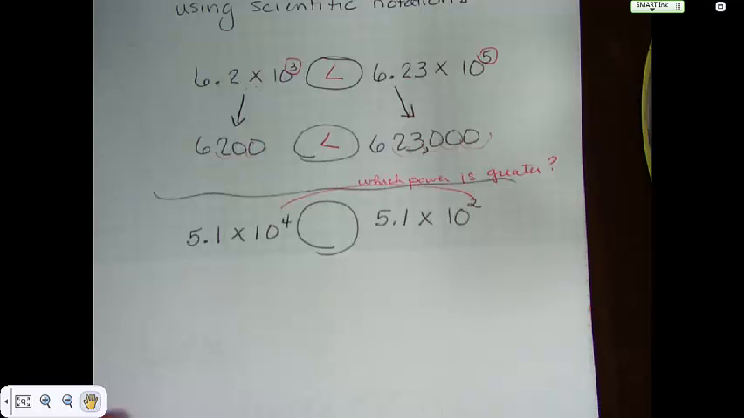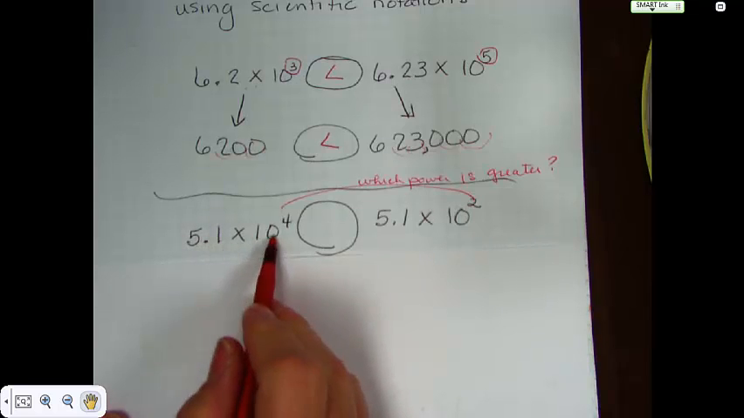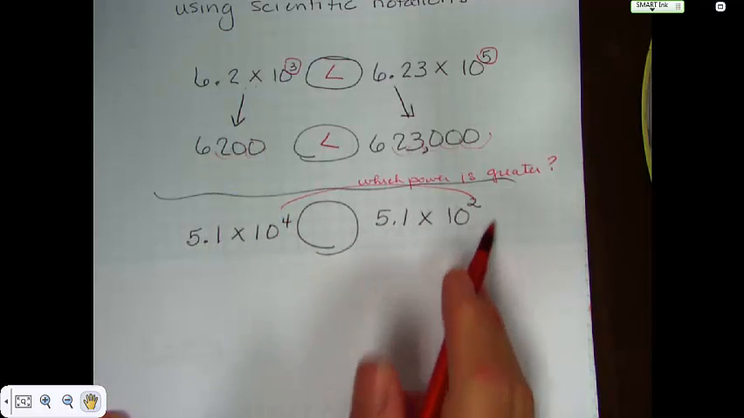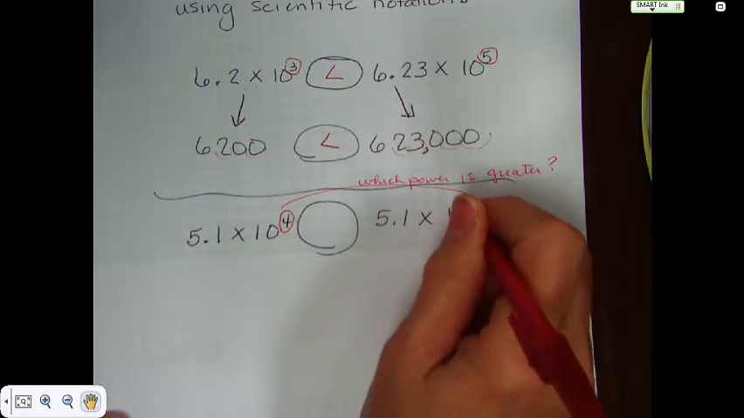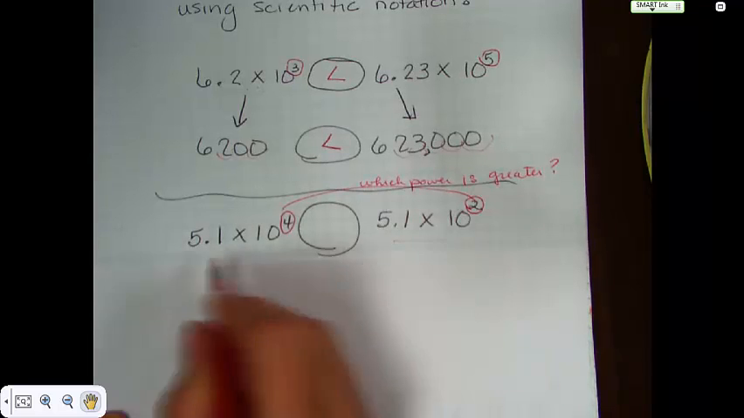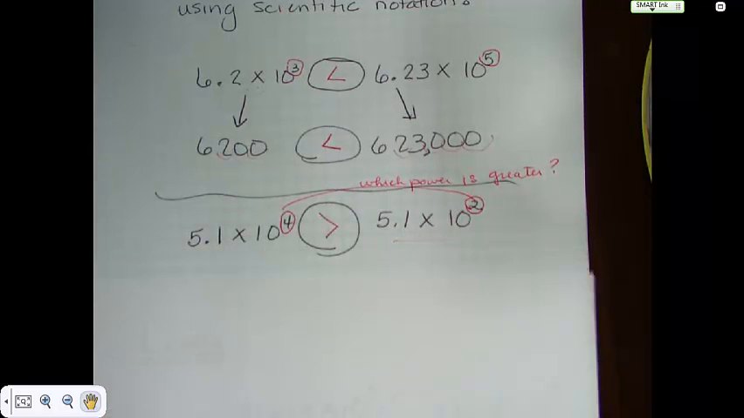Then on this one, you've got 5.1 times 10 to the fourth, 5.1 times 10 to the second. Look at the power. This power is bigger than this power. Everything else is the same, so this is greater.